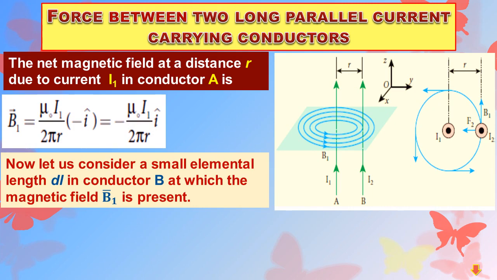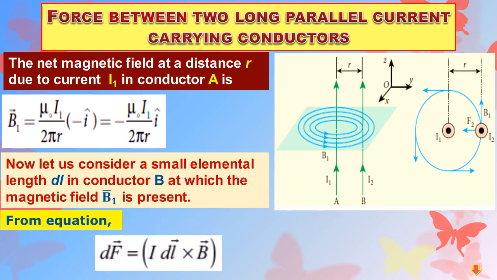Let us consider a small elemental length dl in the conductor B, at which the magnetic field B1 is present. From the equation dF vector is equal to I dl vector into B vector, which we learned in the last class.